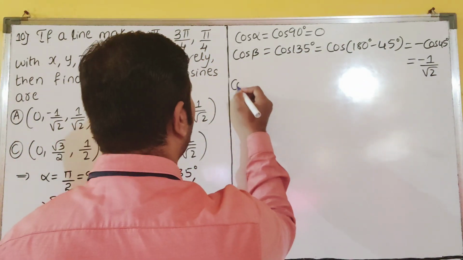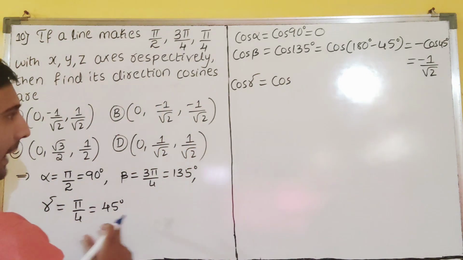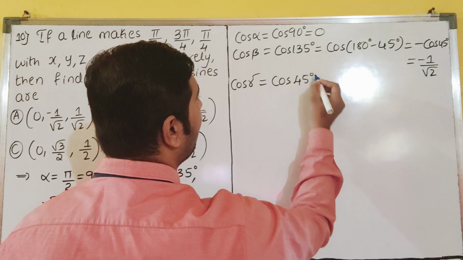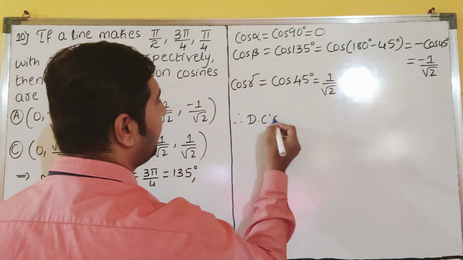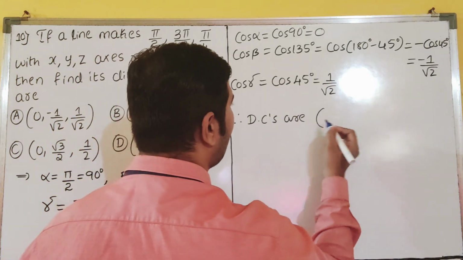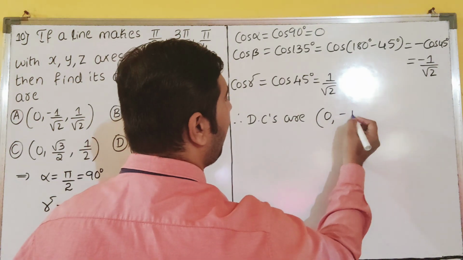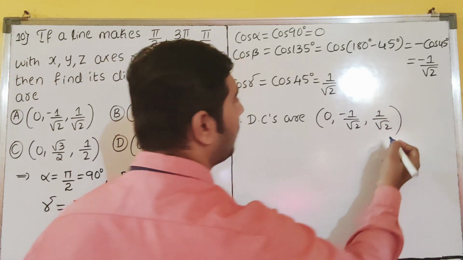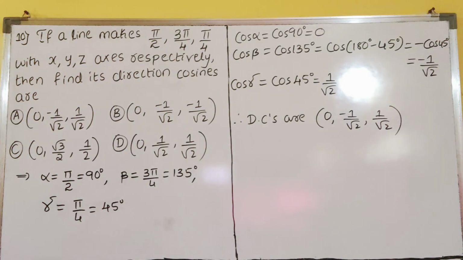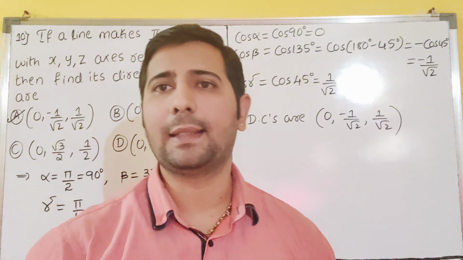Please go through that. Cos gamma is what? Cos gamma is given as 45 degree. Cos 45 is how much? 1 by root 2. So therefore direction cosines are cos alpha, cos beta, cos gamma. Cos alpha is 0, cos beta is minus 1 by root 2 and cos gamma is 1 by root 2. So this is the required answer that is matching with the option. Option A is correct. So A for awesome is our answer, dear students.